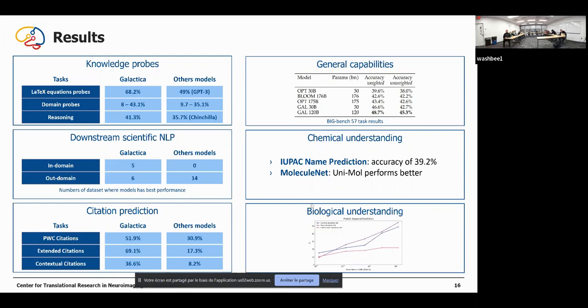The two last evaluations were done on more chemical or biological understanding, because we've seen before that in the dataset there are a lot of included DNA sequences or amino molecules. So they tried to use some benchmarks on those subjects, like IUPAC name prediction or MoleculeNet, and they were able to see that their model was at least at the average of the models developed for those kinds of tasks, but for some of the tasks they were able to perform a little bit better than the other models.